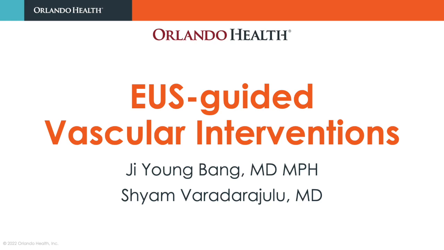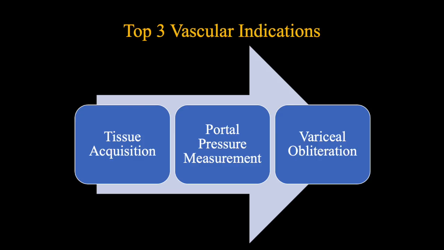We are pleased to present this EUS Masterclass on vascular interventions, a novel indication for EUS that is gaining increasing popularity. Although there are several reports on vascular applications of EUS, the three most commonly encountered scenarios include tissue acquisition via intervening vasculature, or tissue acquisition of the mass within the vasculature, such as tumor thrombi, measurement of portal pressure gradient, and finally, obliteration of large gastric varices, either electively or emergently.